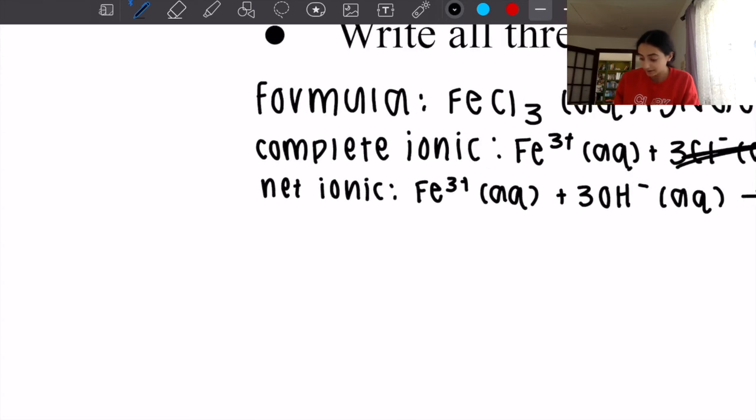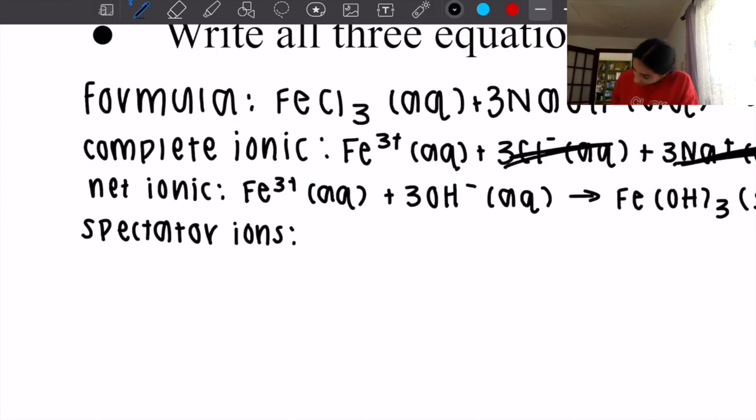And now, just for an extra little bonus point, we are going to write down our spectator ions, which are, I'm going to write my cation first, so our spectator ions are Na+ and Cl-.